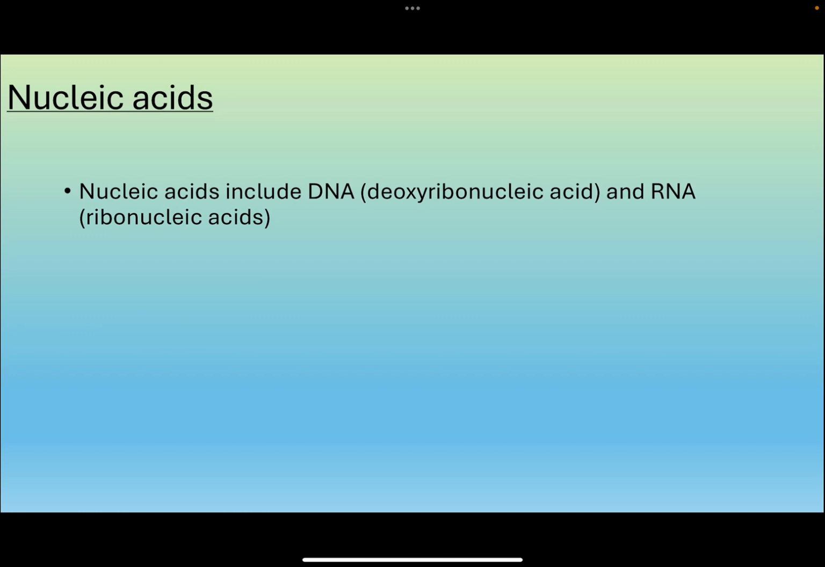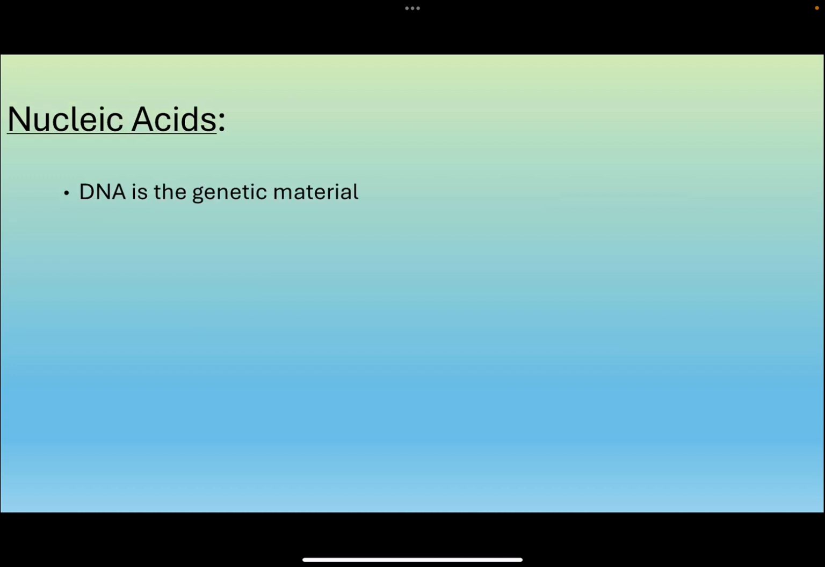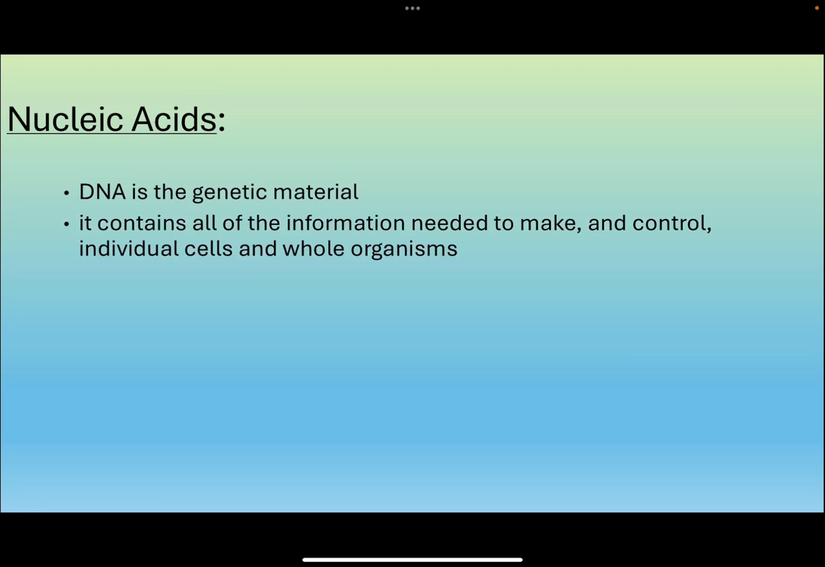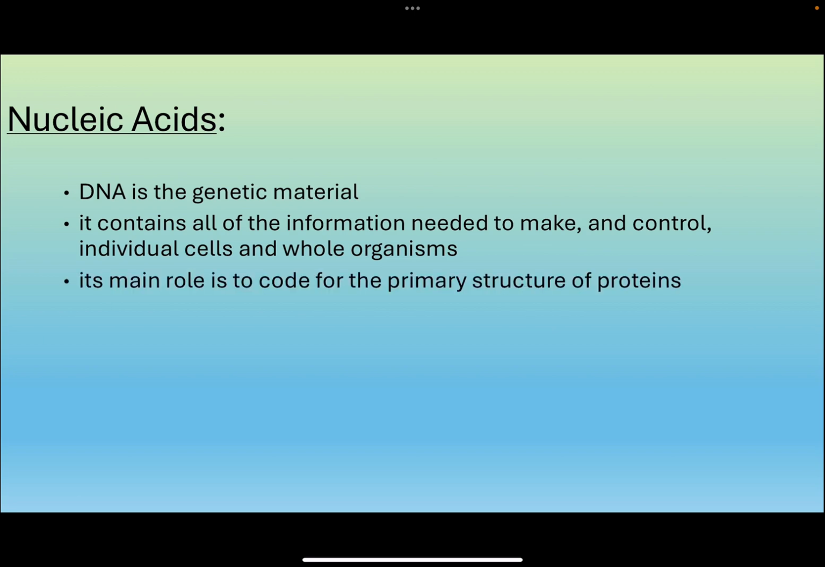So first of all, what are nucleic acids? Well, these are biological molecules which include DNA, deoxyribonucleic acid, and RNA, which is ribonucleic acid. So DNA we're going to look at in more detail first. This is the genetic material and it contains all the information needed to make and control individual cells and whole organisms. Its main role is to code for the primary structure of proteins, and we're going to be talking about that in a little bit more detail in one of the future videos, but today we're going to be mainly focusing on the structure.